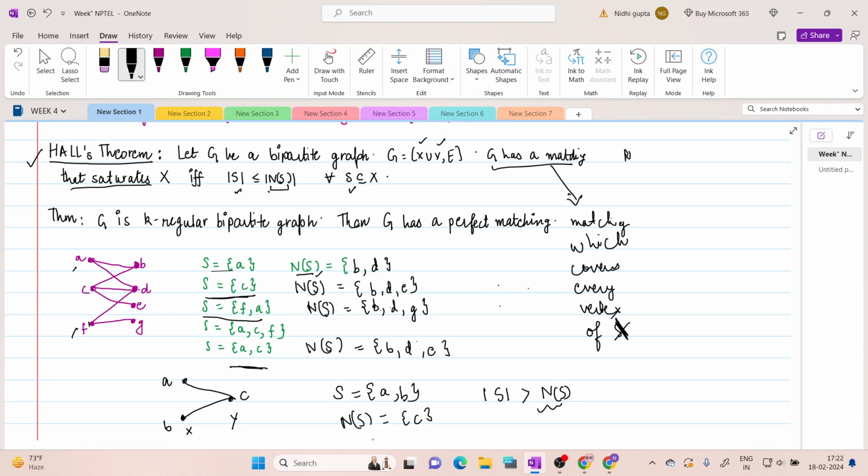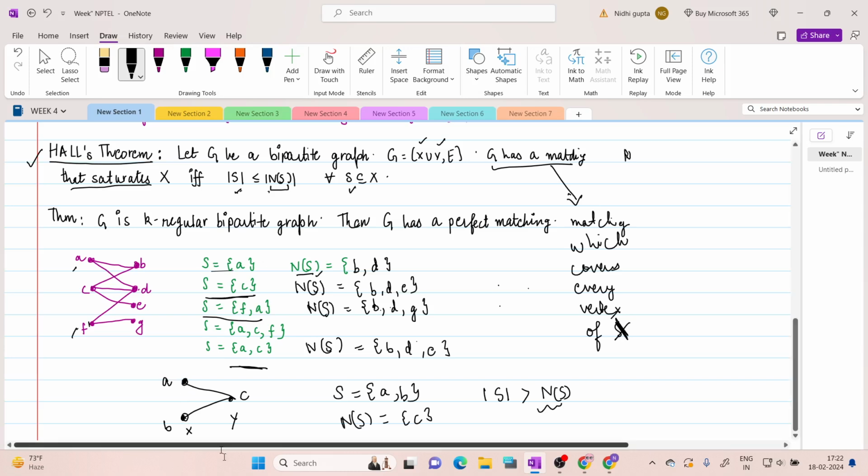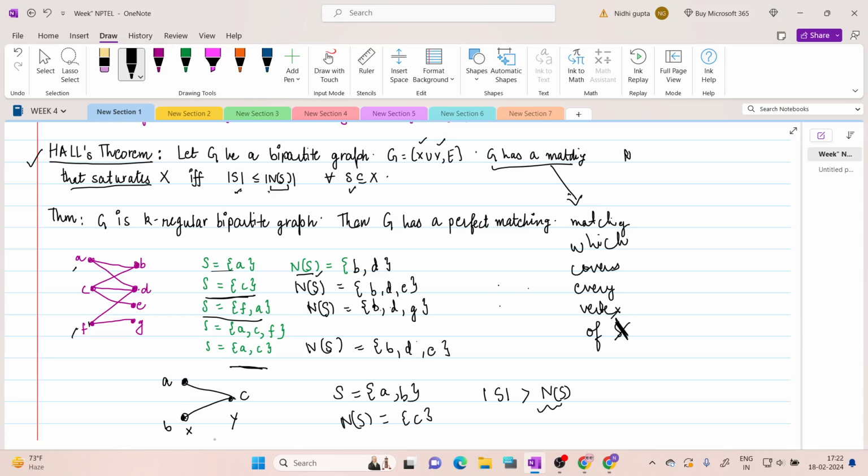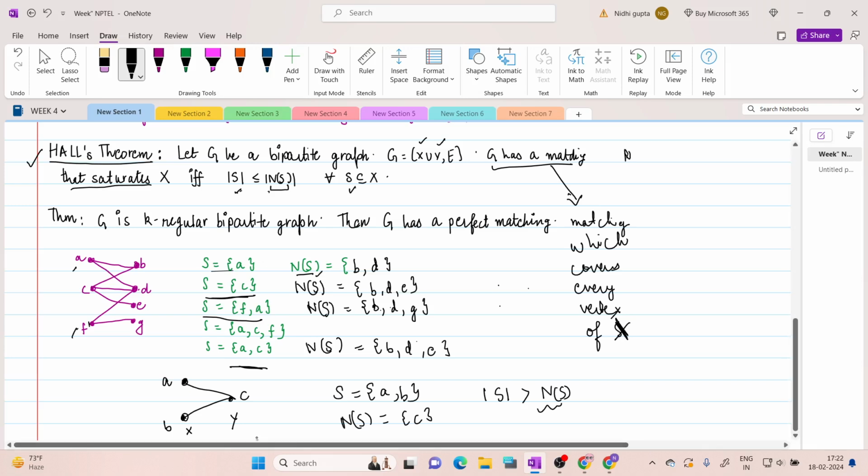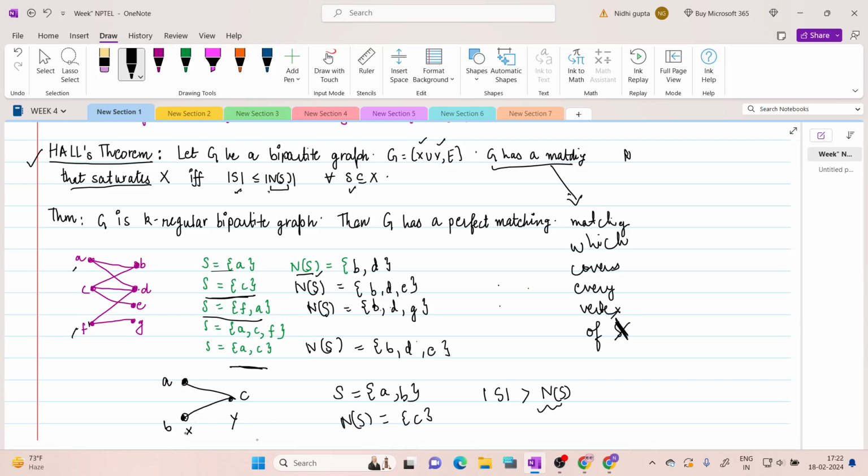That is, can you have a matching which will have vertices A and B? Is it possible in this to have a matching that saturates X? No, ma'am. Why? Because the cardinality of S is 2, and N(S) is 1. But this is also a bipartite graph, so the order of S should be less than or equal to N(S). Yes, that is the statement of the theorem.